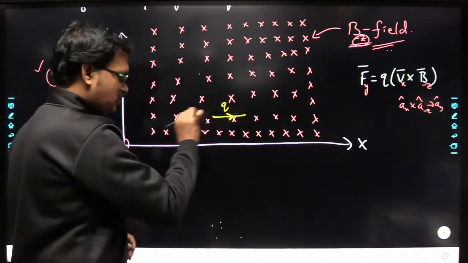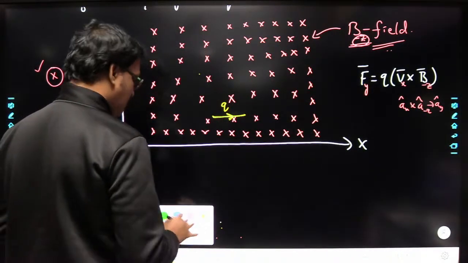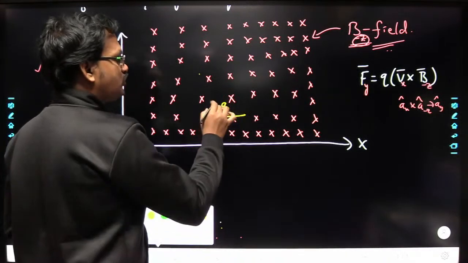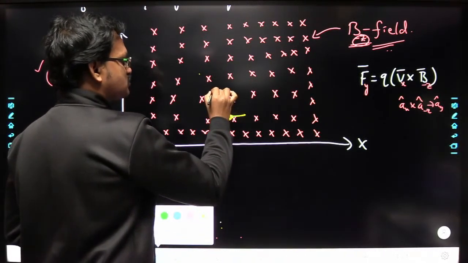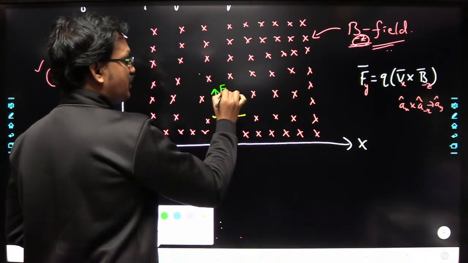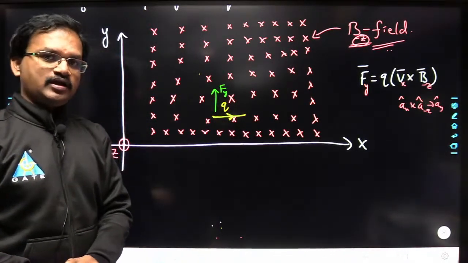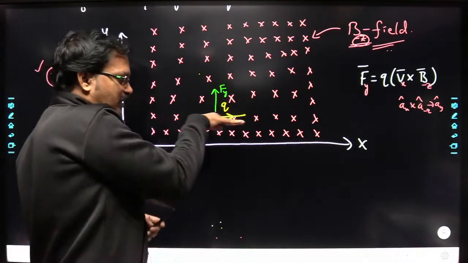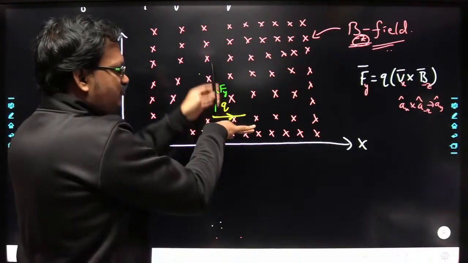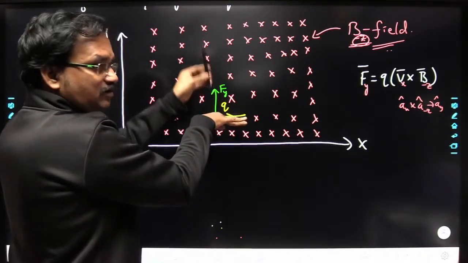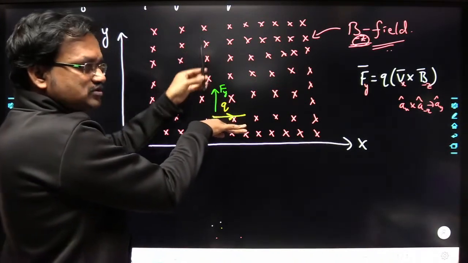So whenever the charge is moving in the x direction, it is going to experience a magnetic force in the y direction, right? Whenever the charge is moving like this, it is experiencing the force in the y direction.